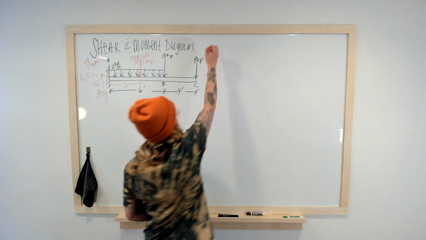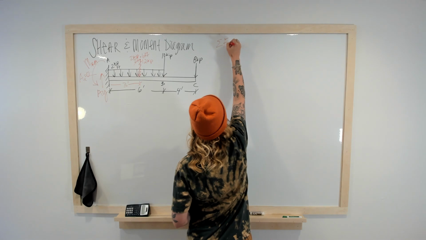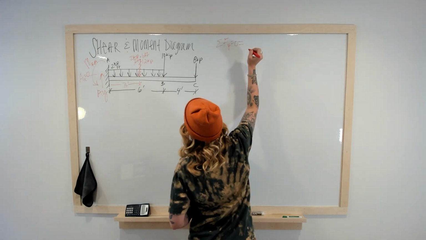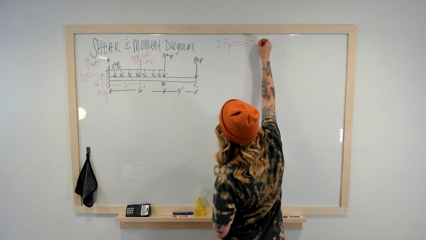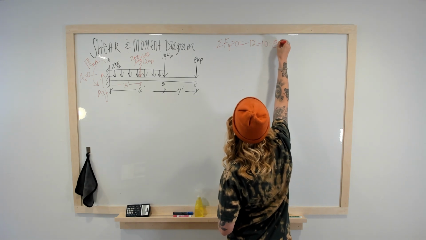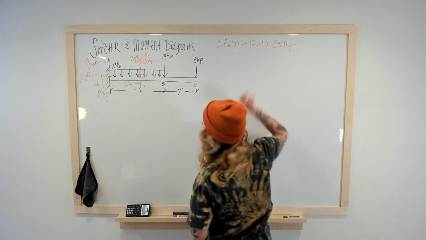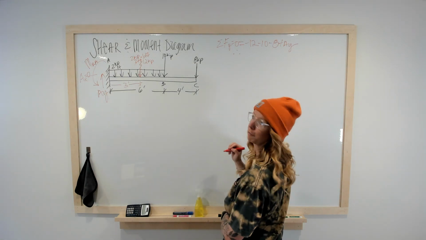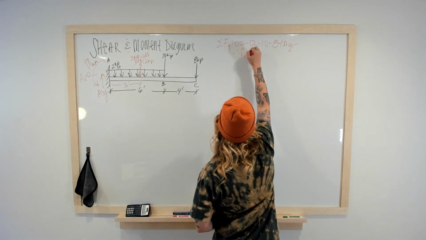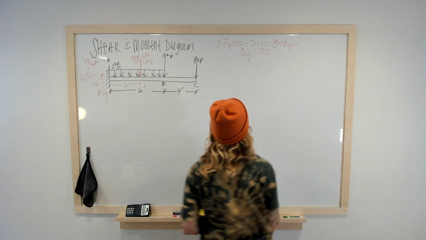Alright, so let's do sum of the forces in the y direction is equal to 0 is equal to, well, we have negative 12, negative 10, negative 8, plus AY. Therefore, that's what those 3 dots mean. Therefore, AY is equal to, I believe that's 30.